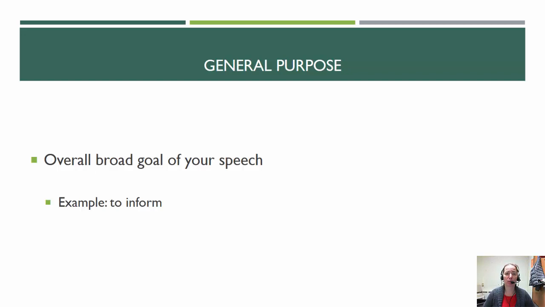Starting with the general purpose, that is your overall goal as the speaker. So when you're sitting there thinking about your presentations that are coming up, you need to ask yourself, what is my goal as the writer? For example, your intercultural presentations, your goal will strictly be to inform. So when you're thinking about the general purpose, this is the first building block. This is all about you, the person that is preparing the presentation.